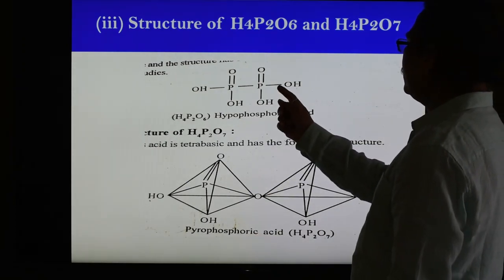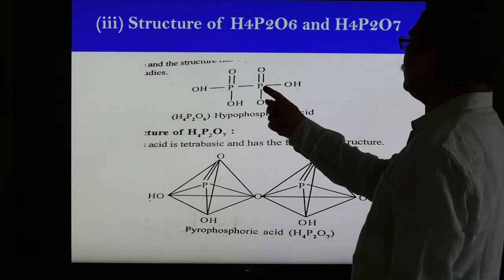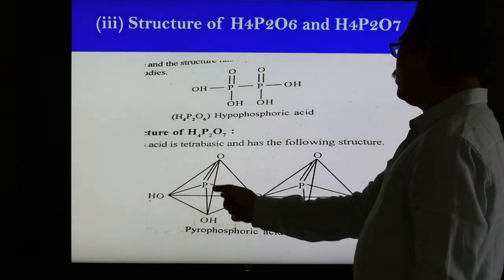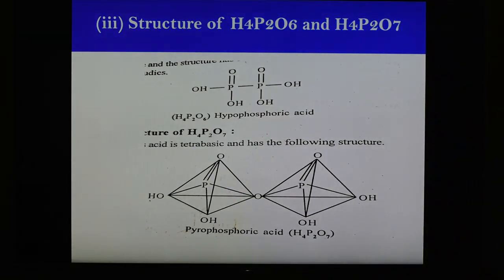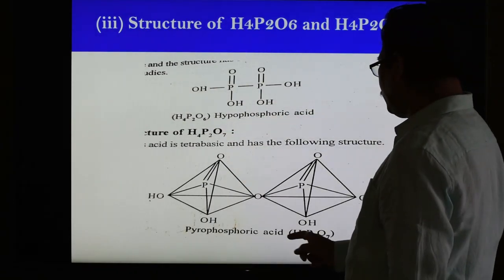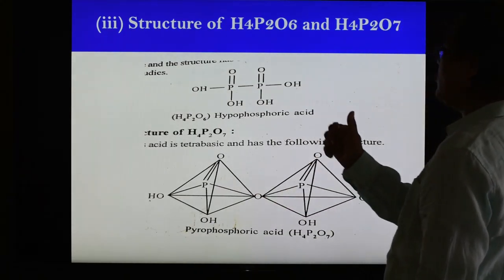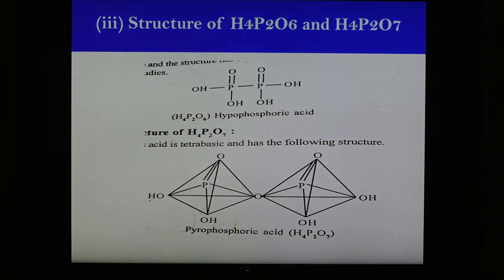Here is one oxygen less, and therefore there is a PP bond, but here one more oxygen is there, therefore a POP type of linkage is there. So the formula of these compounds is H4P2O6 and H4P2O7. One more oxygen is here, so between the two phosphorus there is an oxygen linkage. In this way the structures, and both are tetrabasic because they contain 4 OH groups.